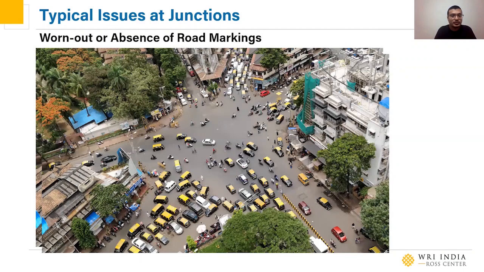Coming to our next issue, which is burnt out or absence of road markings. Now, absence of road markings such as zebra crossing, lane markings, stop lines, etc. leaves the users disoriented at the junction. It confuses the users, creating chaos at the junction.